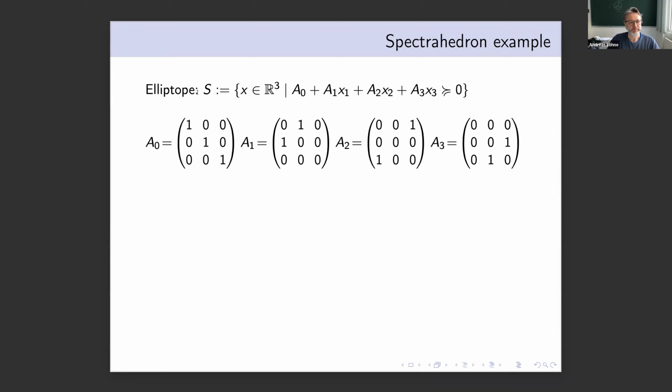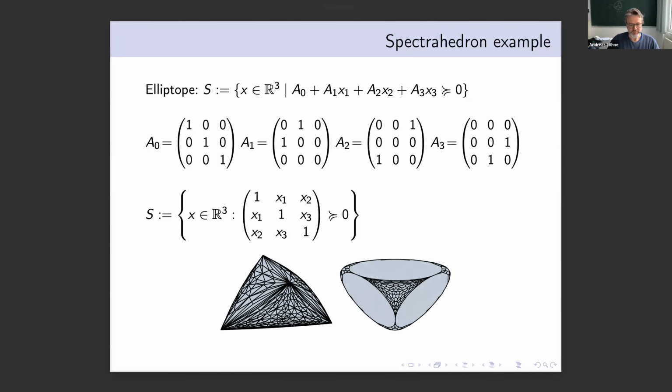Here is an example, the elliptope. Here we use these four matrices, and we put them into the definition. And here is a more compact way to express it. This matrix should be positive semi-definite, and here is the image of the elliptope, and here is the polar of the elliptope. Maybe this helps to visualize this convex set. And of course, this is a polyhedral approximation and not the original elliptope. The elliptope is not a polyhedron.